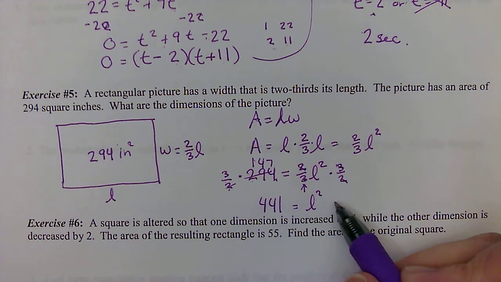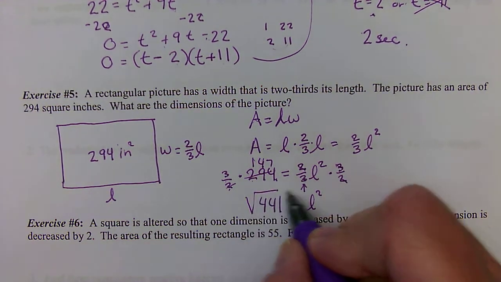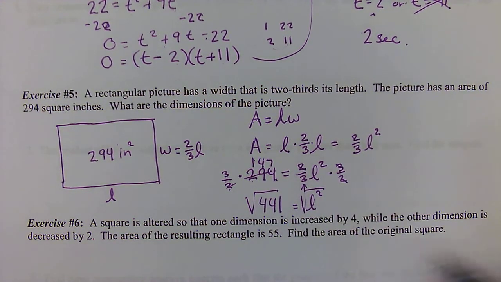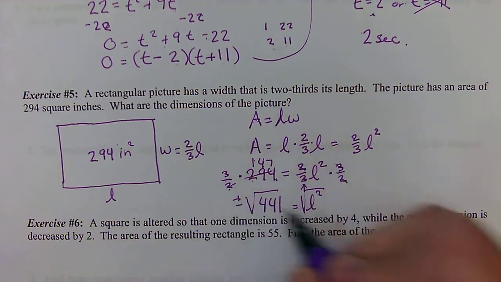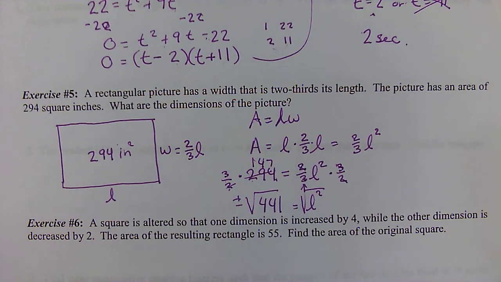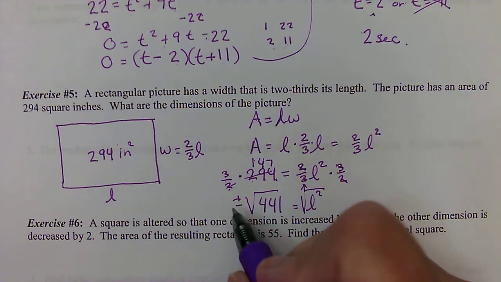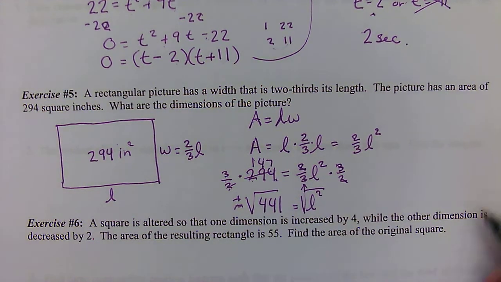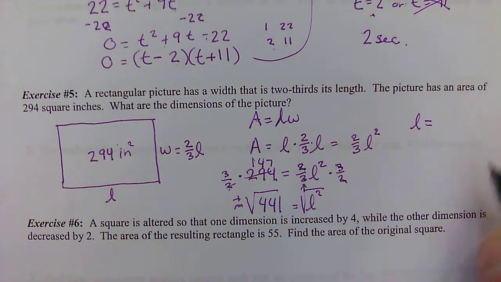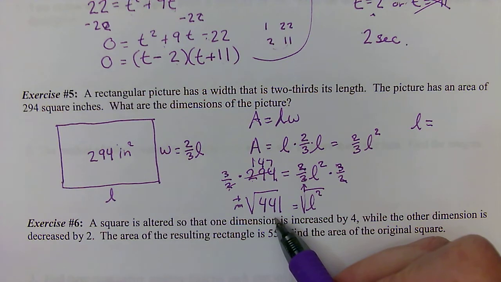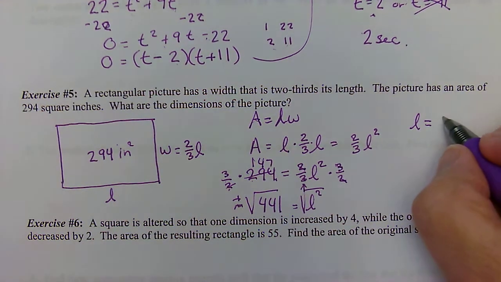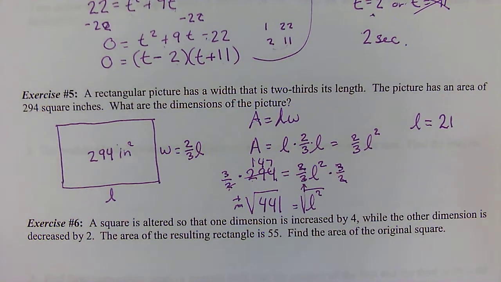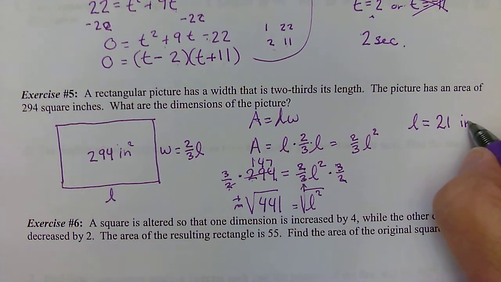And then to get rid of the squared, we take the square root of both sides. Now, when we take the square root, we need to remember the plus or minus. But in this problem, L stood for a length, and we don't talk about lengths being negative, so we're not going to need the negative answer. And then you need to find the square root of 441. Well, I happen to know that that is 21. So the length of this picture is 21 inches.